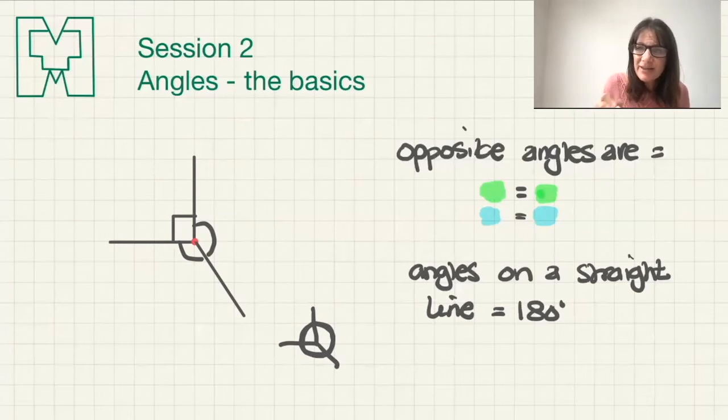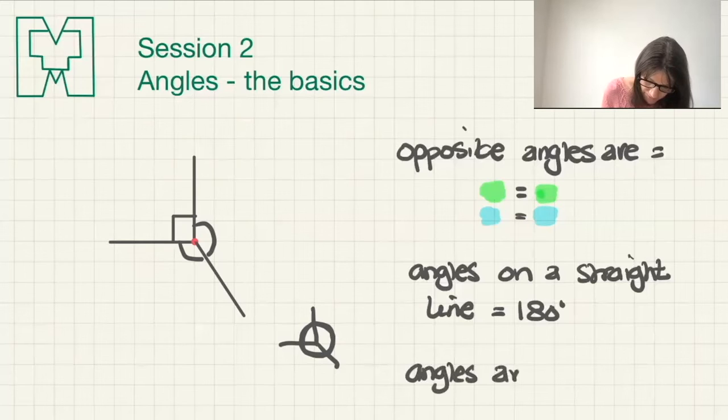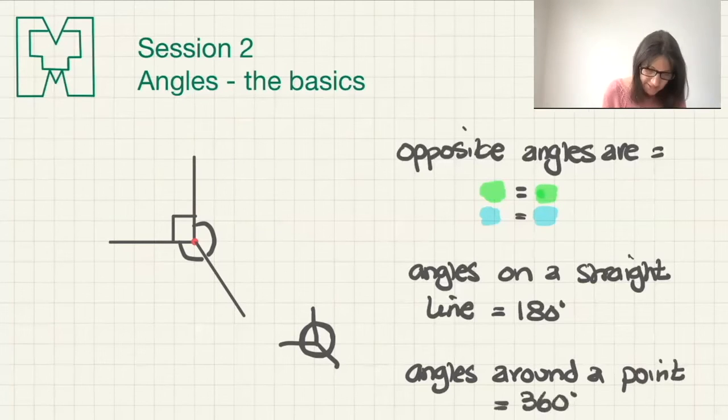How many degrees are there in a circle? All right, so degrees in a circle, 360 degrees. So if you answered that and got it right, well done. So angles around a point equals 360 degrees.